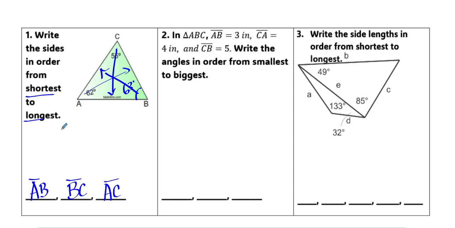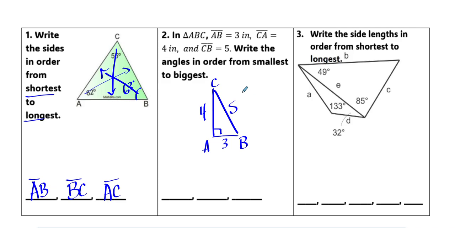Second one, in triangle ABC, we have these three sides. AB is 3 inches, CA is 4, CB is 5. Write the angles in order from smallest to biggest. I'm going to draw this picture. I just happen to know that that's a right triangle. It doesn't have to be perfect when you draw this. A to B to C. A to B is 3. C to A is 4. C to B is 5.